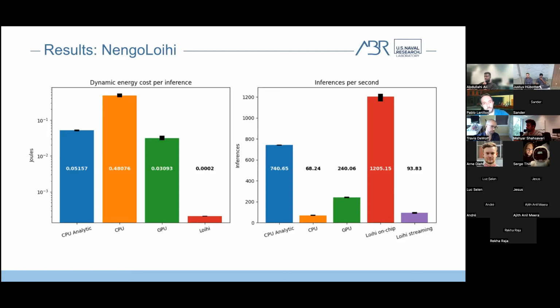And on the CPU and basically all throughout, we're measuring the idle power of each of the pieces of hardware, and then the power used during inference, and then just dividing that over time to come up with the joules per inference cost.